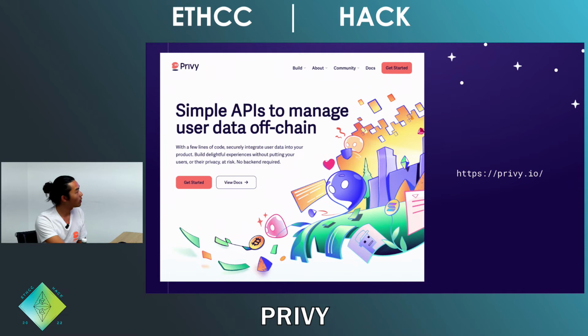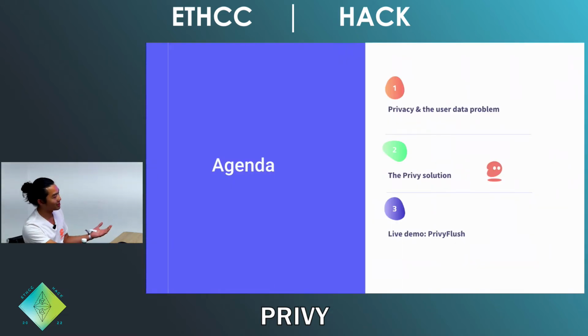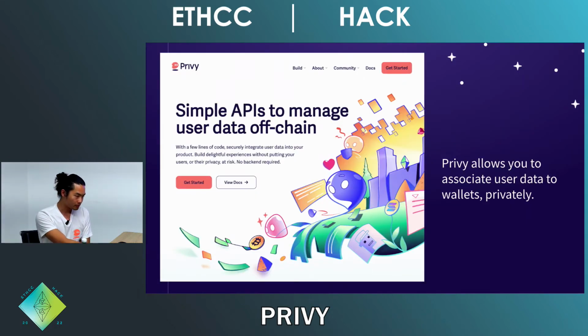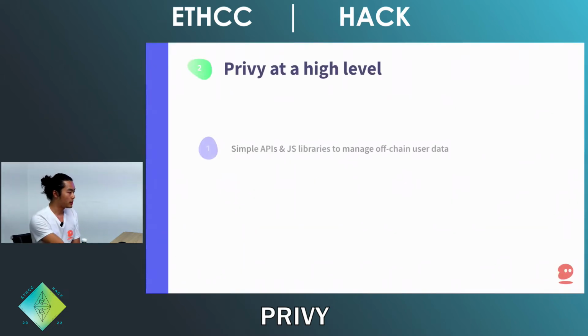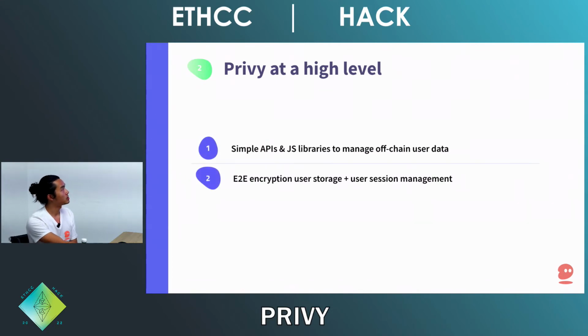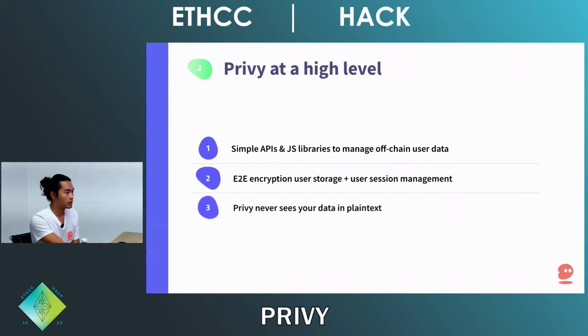I'm from Privy.io. We build simple APIs to manage user data off-chain, and this is where we enter the Privy solution. We allow you to associate user data to wallets privately. That means we have simple APIs and JS libraries to manage off-chain user data. We do end-to-end encryption, so it's encrypted starting from the browser, at rest, completely end-to-end. We also provide some user session management. We never see your data in plain text, and it's ready to use right now.